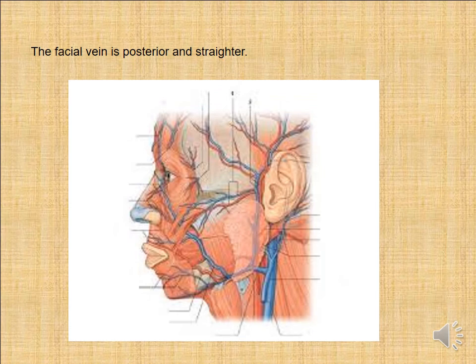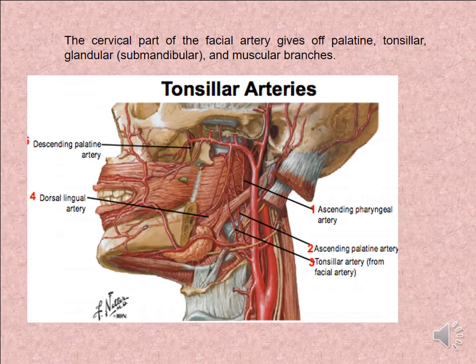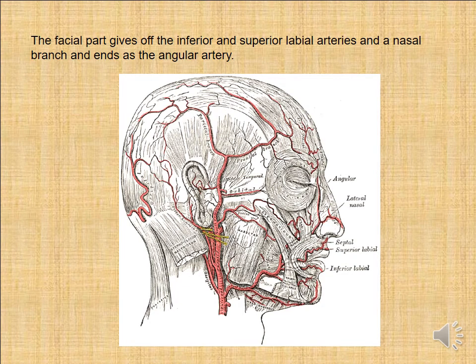The facial vein is posterior and straighter than the facial artery. The cervical part of the facial artery gives off palatine, tonsillar, glandular, submandibular, and mucous muscular branches. These are the branches of the facial artery. The facial part gives off the inferior and superior labial arteries and a nasal branch, and ends as the angular artery.